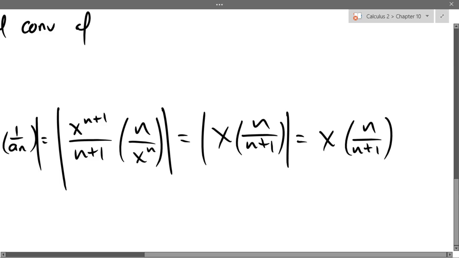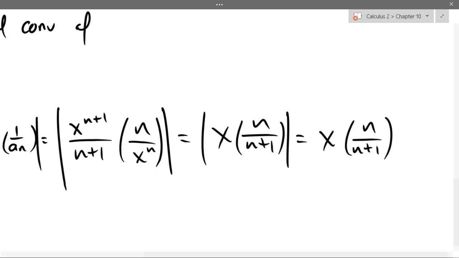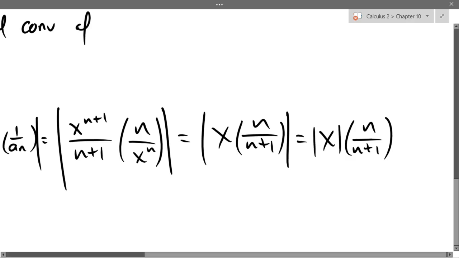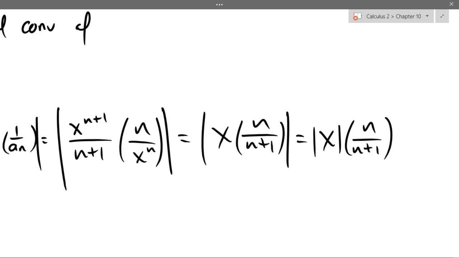So why is this not necessarily equal to what I wrote? So x could be negative. So if I want it to be equal, I need to absolute value x. I know the n's for larger values of n, and I said we can't start at 0, so we're going to use positive n's. So the other part's guaranteed positive. So n over n plus 1 won't be negative, so I don't need absolute value there.